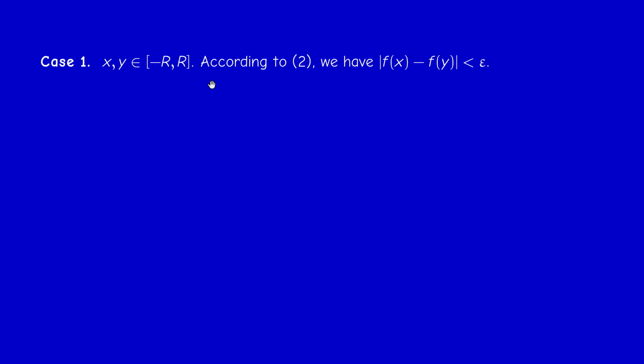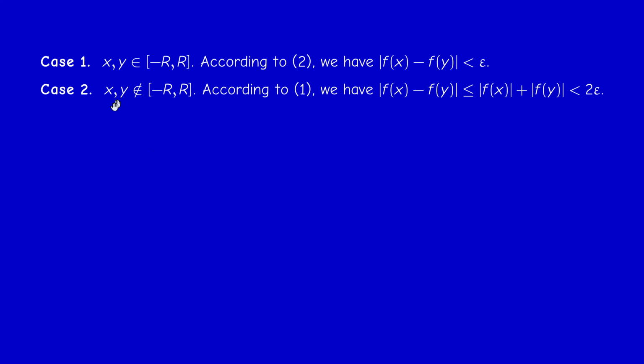So if both x and y are in the compact interval, by the condition that we just proved, the distance between their images is less than epsilon. This is condition 2, so this is not a problem. Now, if both are outside minus r, r, so either both are bigger or smaller, we cannot have x less than minus r and y bigger than r, because their difference is less than delta. But at any rate, if they are outside this interval, I know by condition 1 that f of x is less than epsilon in absolute value, and f of y, same thing, is less than epsilon. So by the triangle inequality, their distance is less than 2 epsilon.